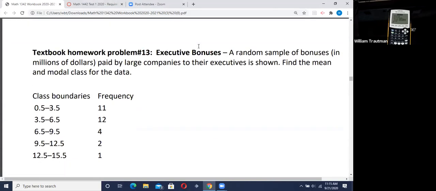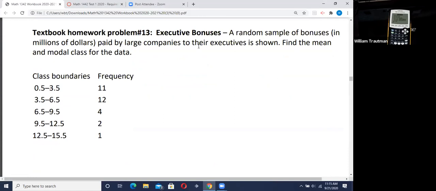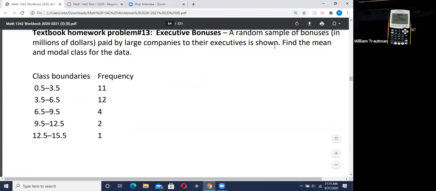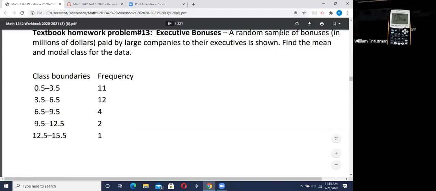Okay, so here's... Trying to do a little bit of everything now. Let's see. We want to find, what are we finding here? What's the question? Find the mean and modal class. Can somebody tell me what the modal class is? What is the modal class here of this problem?